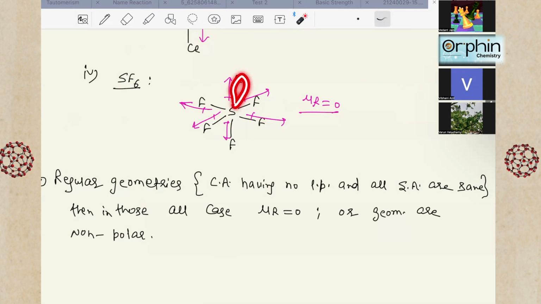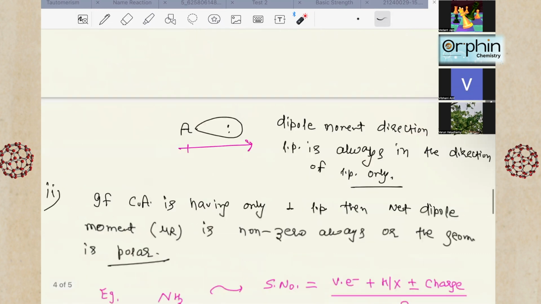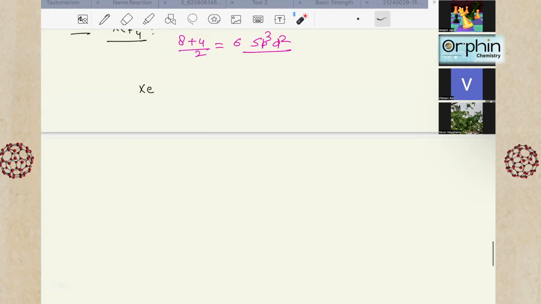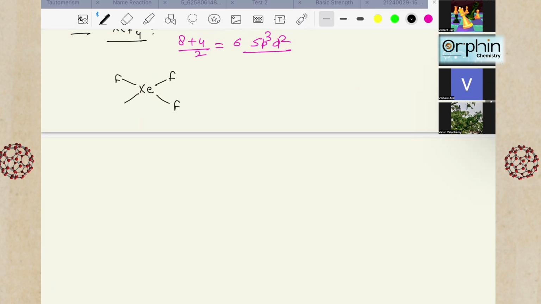So one lone pair is there, and the second lone pair we will be putting at this position. So they are equal and opposite, right? And the geometry is square planar. So XeF4 will have square planar geometry. One fluorine, another fluorine, or we can take all the fluorines here. Do you remember the geometry here? This was square planar. One lone pair, one lone pair.